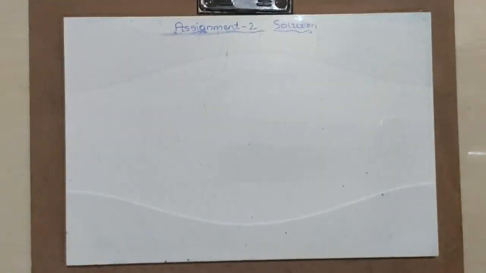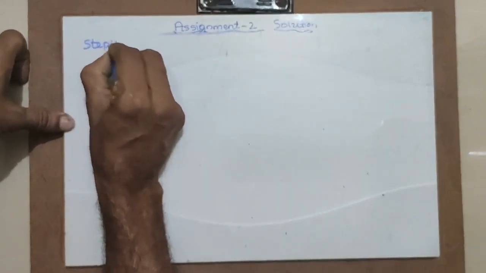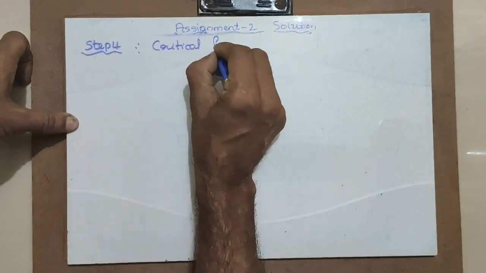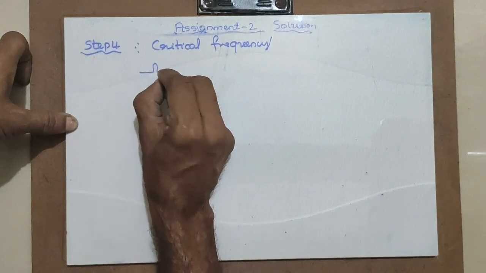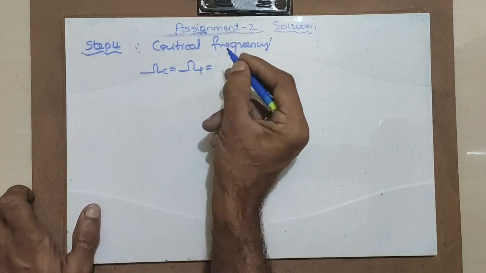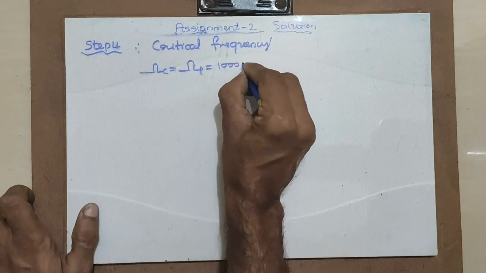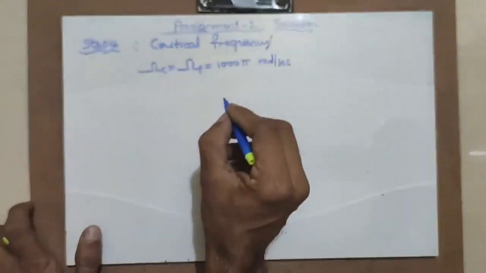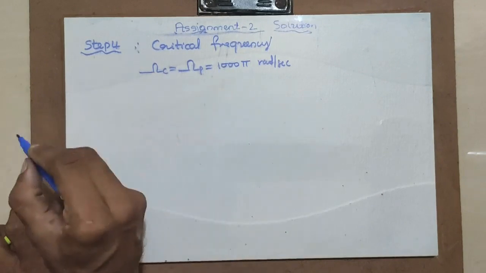Step 4 is critical frequency. Whatever is there in our Chebyshev filter, you can take it as the passband edge, because a sharp transition is there. Then I will take it as 1000 pi radians per second. Although there is a formula involved, we will see that later, because now we will not apply any formula to find the critical frequency. Now directly we will take it as 1000 pi radians per second.